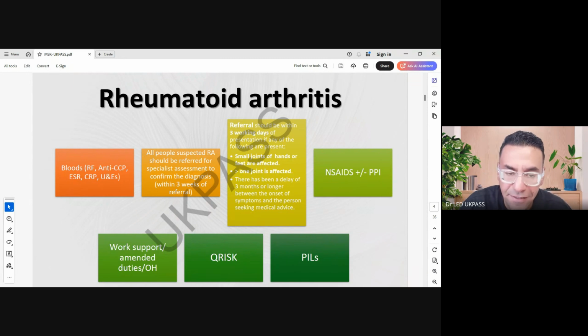You should be referring to the specialist. And why is that? It is actually because the specialist can start the DMARDs. What are the DMARDs? They are specific biological medications that can actually help bring rheumatoid arthritis under control. There is no cure for rheumatoid arthritis. It can be brought under control by these specific medications.